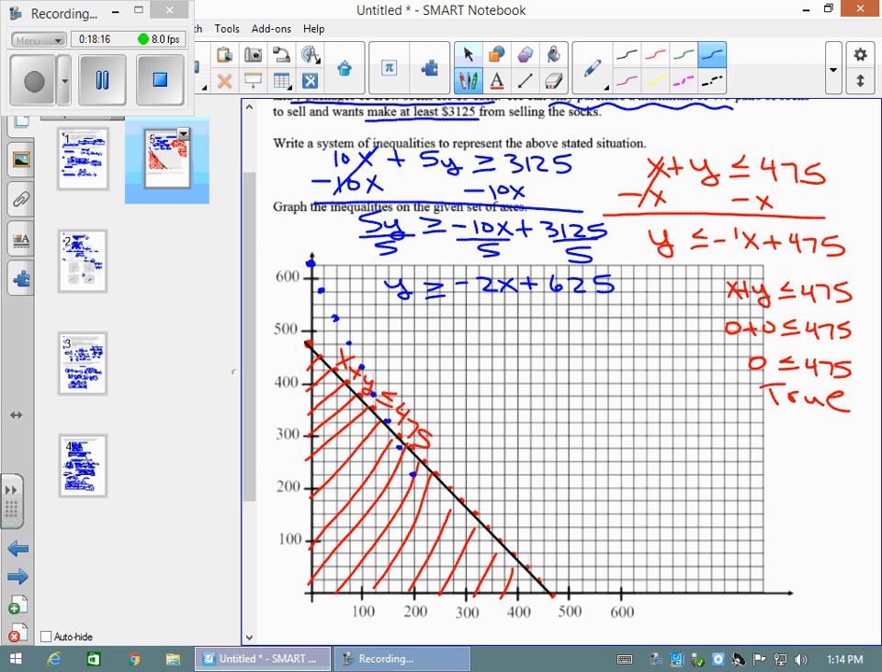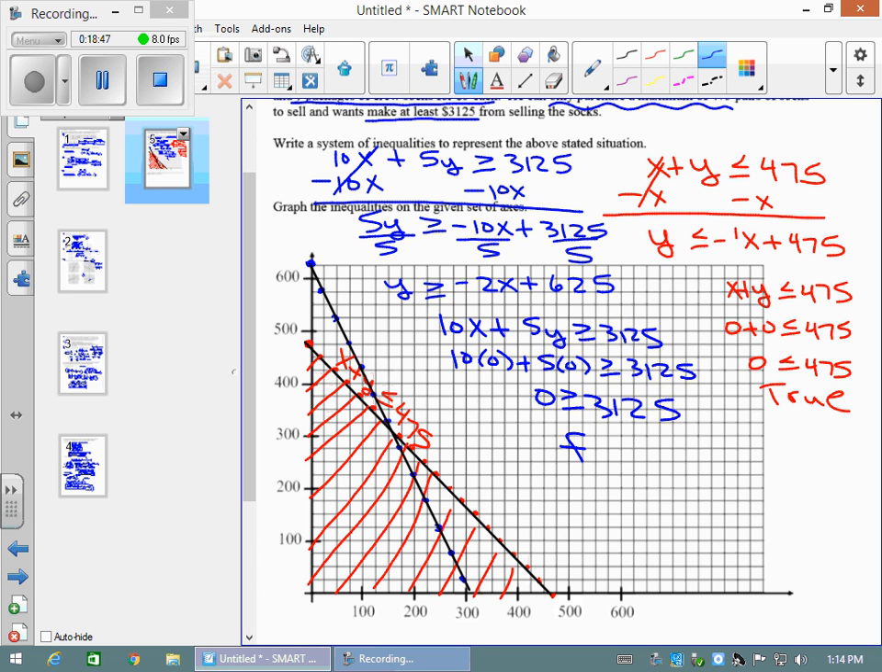The inequality sign is inclusive, so again, I'm going to use a solid line. I'm going to pick a test point of 0, 0. So I take my original inequality. I test 0, 0. 10 times 0 plus 5 times 0. Is that greater than or equal to 3,125? Not true. So it's false. Because 0, 0 doesn't work, I'm going to shade where 0, 0 doesn't work.